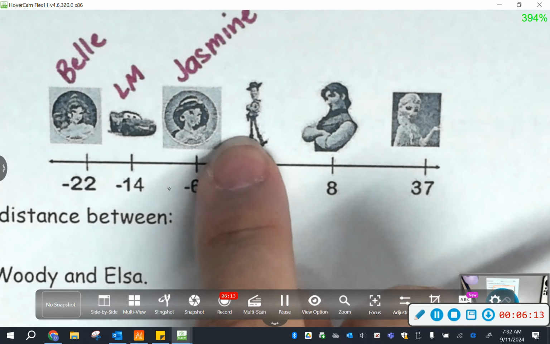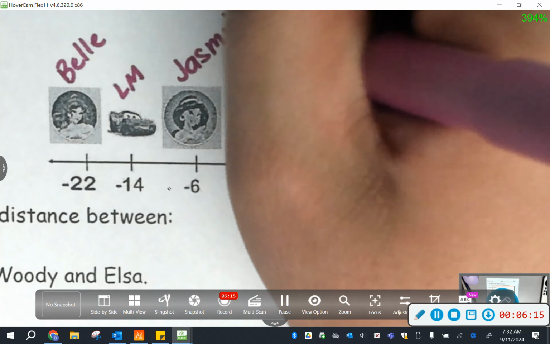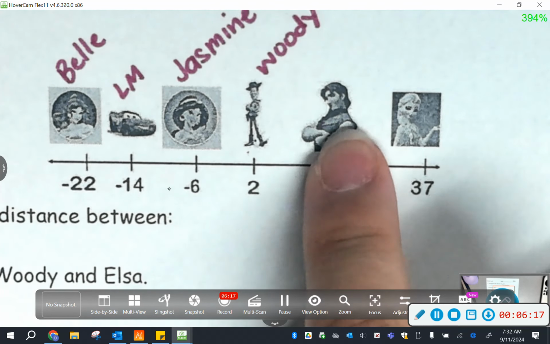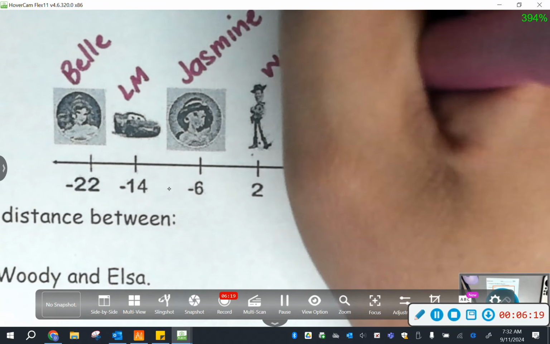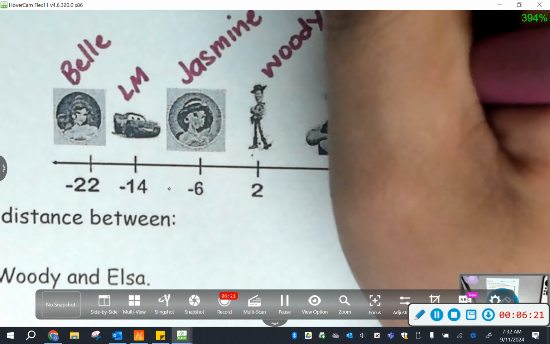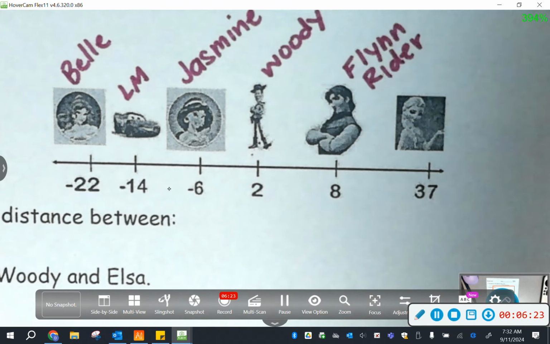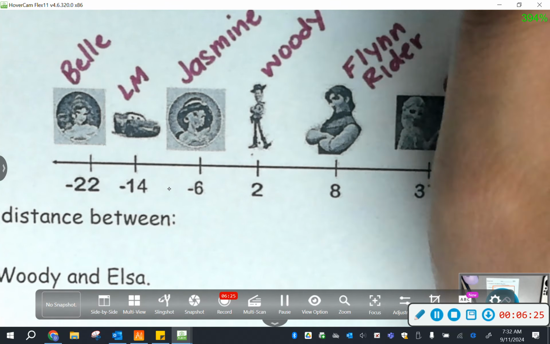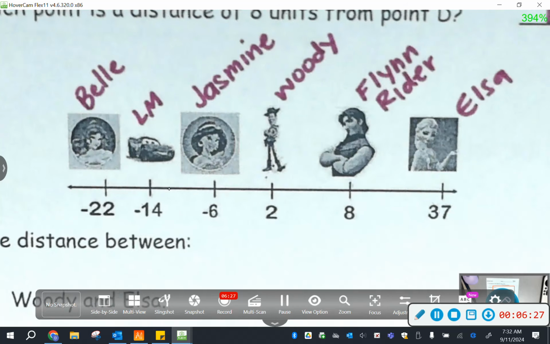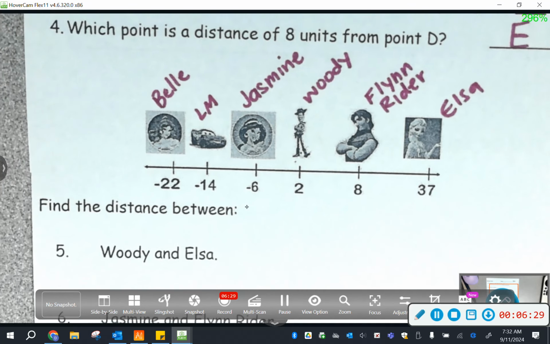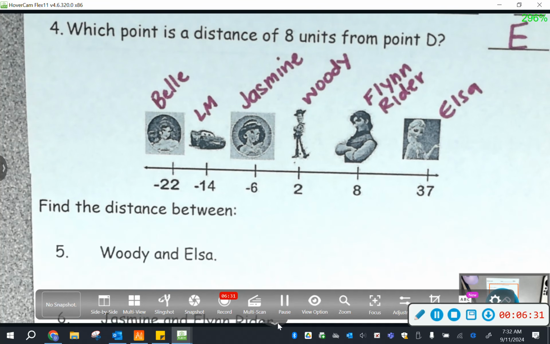What about him? Woody. There's no snipe on that. Who's this? Flynn Rider, or Eugene. You're right. And then Ice Power Girl. Elsa from Frozen. You don't need to write those down unless you don't know who they are.